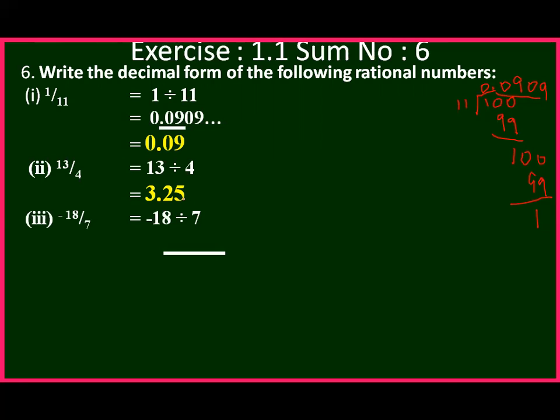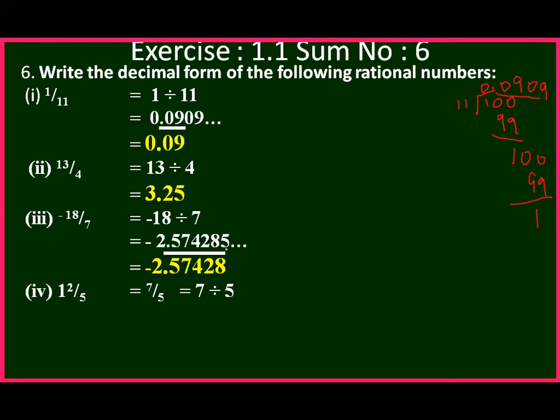Third one, minus 18 by 7. Again, when you follow the division for 18 by 7, you get the answer as minus 2.57428574428. It continues. So here we draw a bar to show that 57428 keeps on repeating.